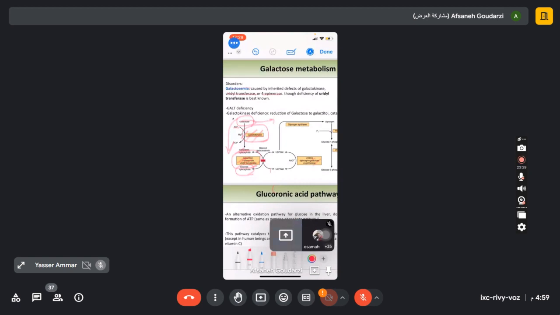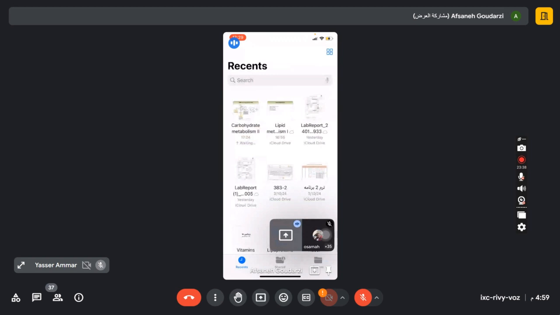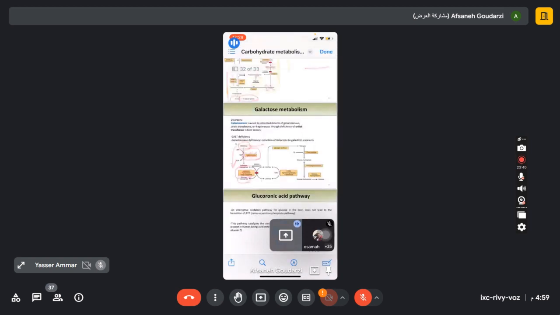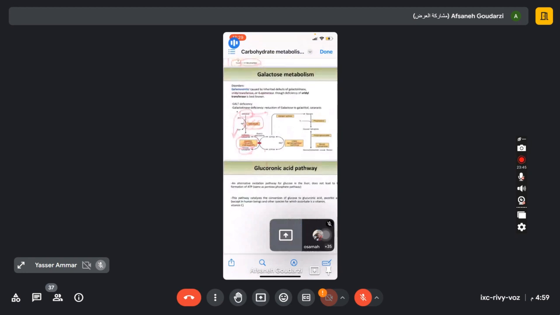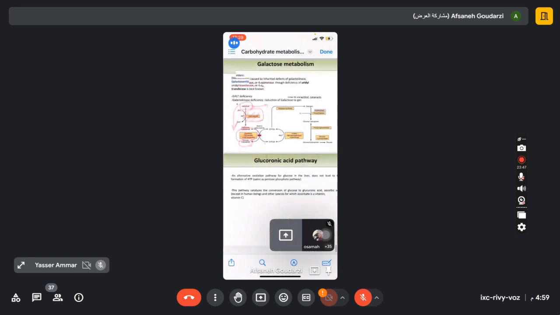So the galactose is reduced to galactitol, and it is believed that the produced galactitol results in the phenomenon which is known as cataract. This is also a problem in the eyes.